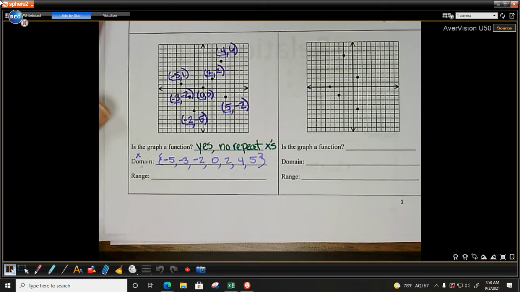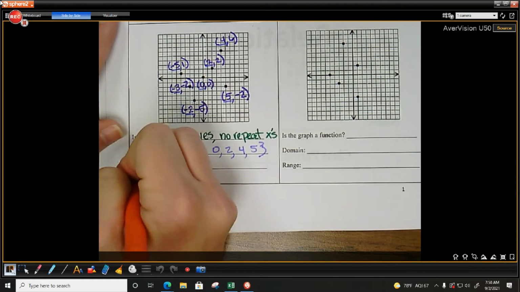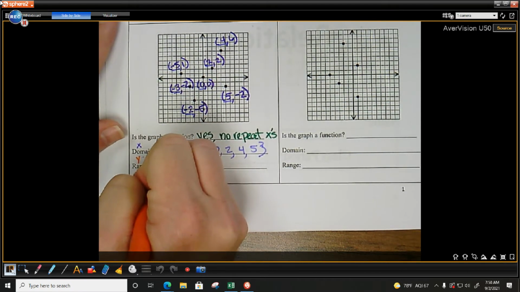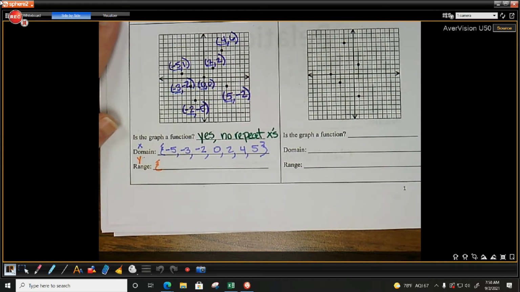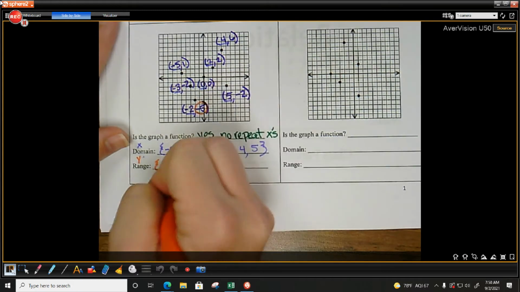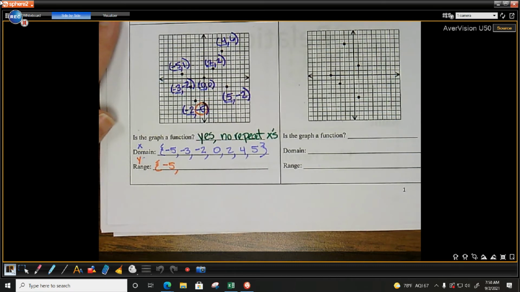Okay? Now let's look at our range values. What variables range? Y. Put a y above it. We're also doing a set symbol. You use your set symbol when you are listing out your values. Okay, what's my smallest y value? So we're starting at the bottom, right? And I'm circling them as I go. I underlined my x's, my domain values. Now I'm circling my y's, my range values. What's my next one?